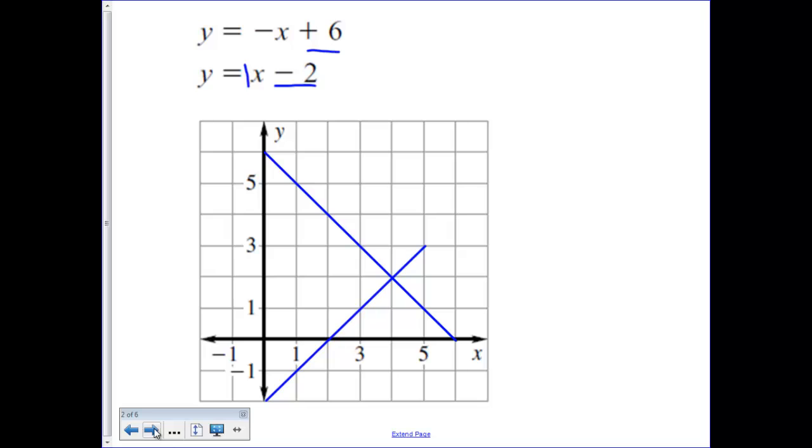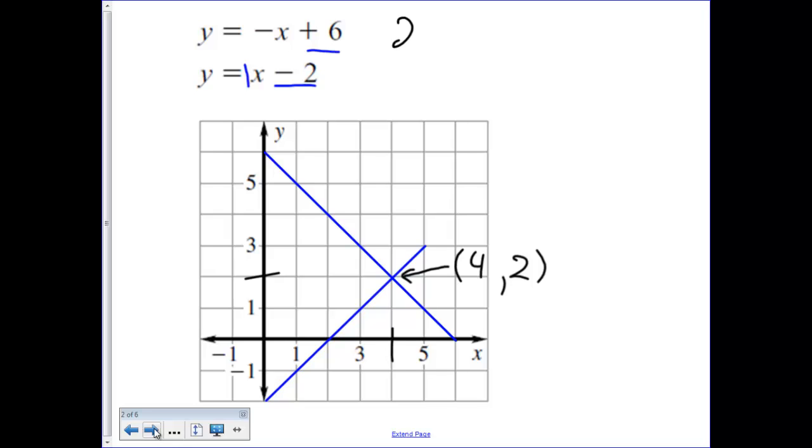And graphing is not always the most accurate measurement for a system, but it appears that the solution to the system is right there where the two lines have crossed each other. The question is, what are the coordinates at that point? The coordinates there would be 4 and 2. And the only way to be absolutely certain would be to substitute 4 and 2 in place of x and y in both equations.